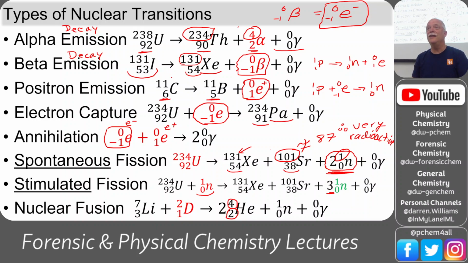It's really weird, isn't it? Things are hopping around the periodic table. You start with uranium and you end up with strontium. But it's not bad. You just keep track of the protons and the total number of particles.